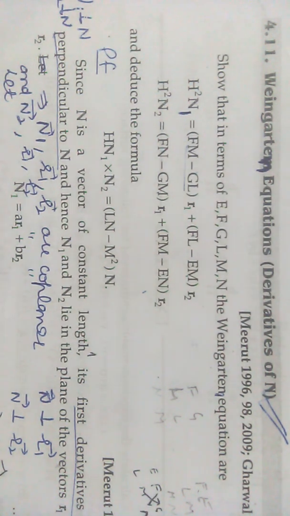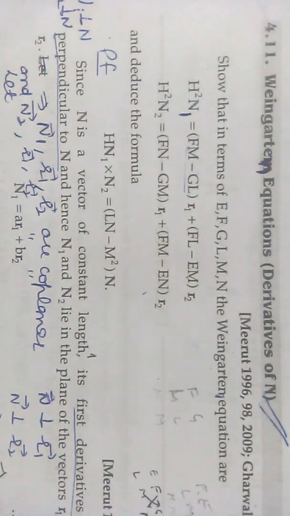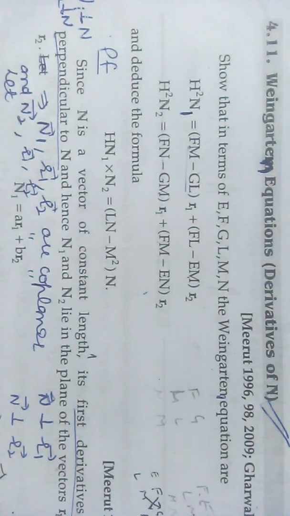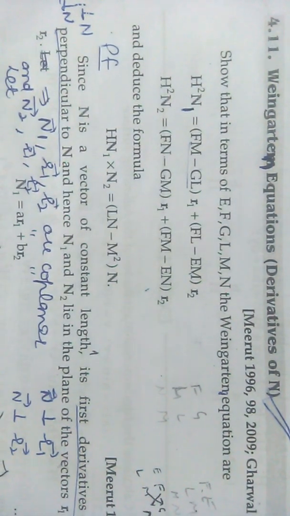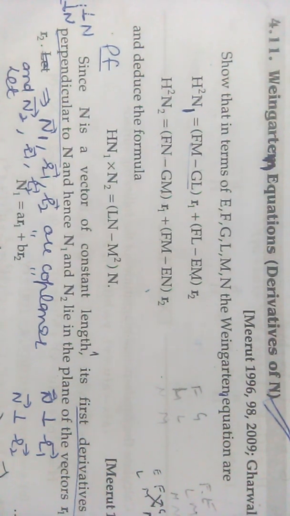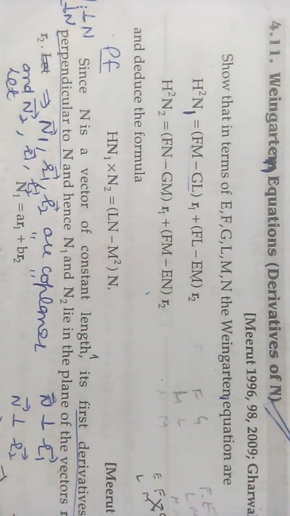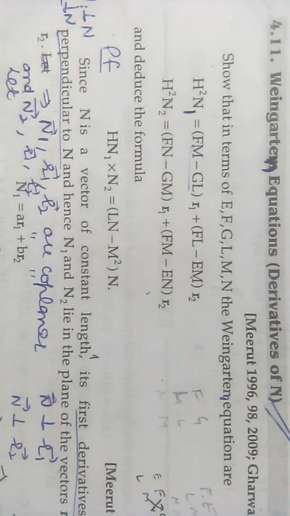Good morning, students. Today we will discuss Weingarten equations. Weingarten equations are the equations which give the derivatives of the normal unit vector to a surface in terms of the fundamental coefficients E, F, G, L, M, N. These are the 6 fundamental magnitudes which we have already studied.